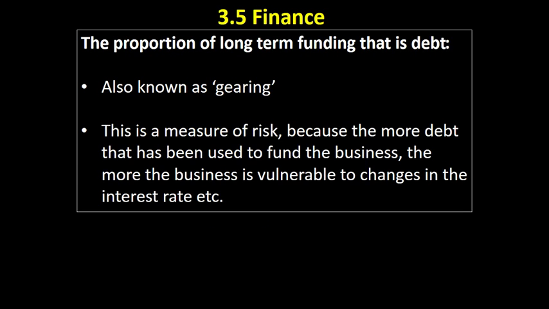So this is also known as gearing. It's a measure of risk because the more debt a business has incurred, the more the business is vulnerable to changes in the interest rate. Obviously, debt needs to be paid back. So if the business gets into financial difficulties and can't do that, that can put the business at risk in the future. Anything over really 50% is considered relatively highly geared, and that business would be seen as perhaps a high risk business to invest in by shareholders.